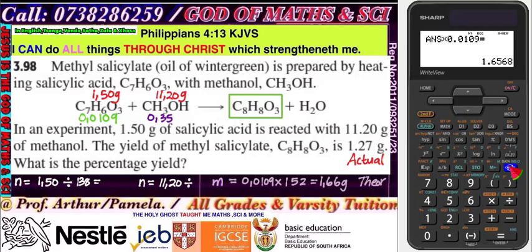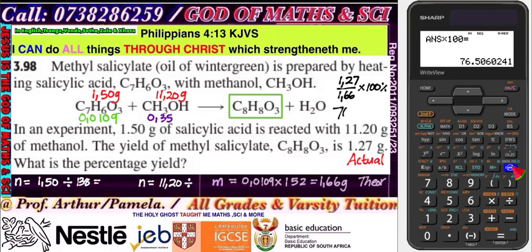So when they want the actual percentage yield, we take the actual number 1.27 over the theoretical 1.66. We times it by 100, and then we'll put the percentage symbol. So I've got 1.27 all over 1.66 times by 100.